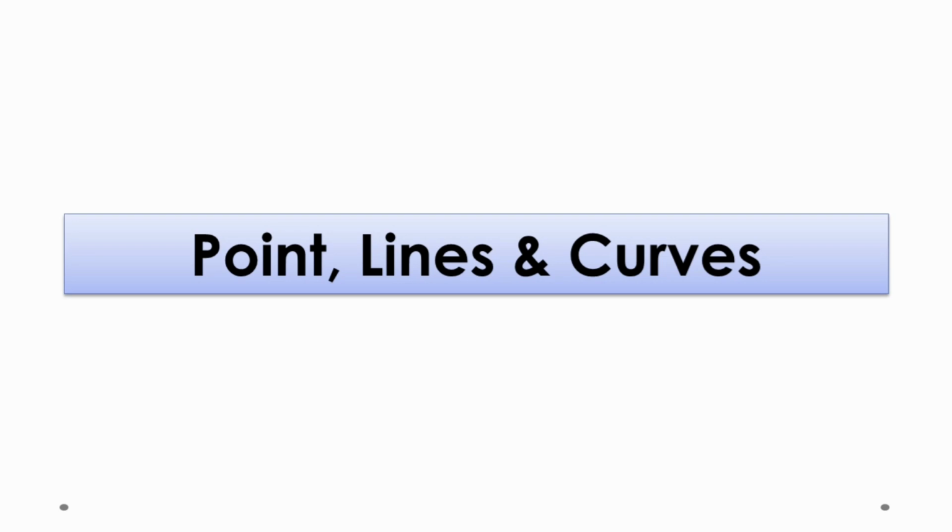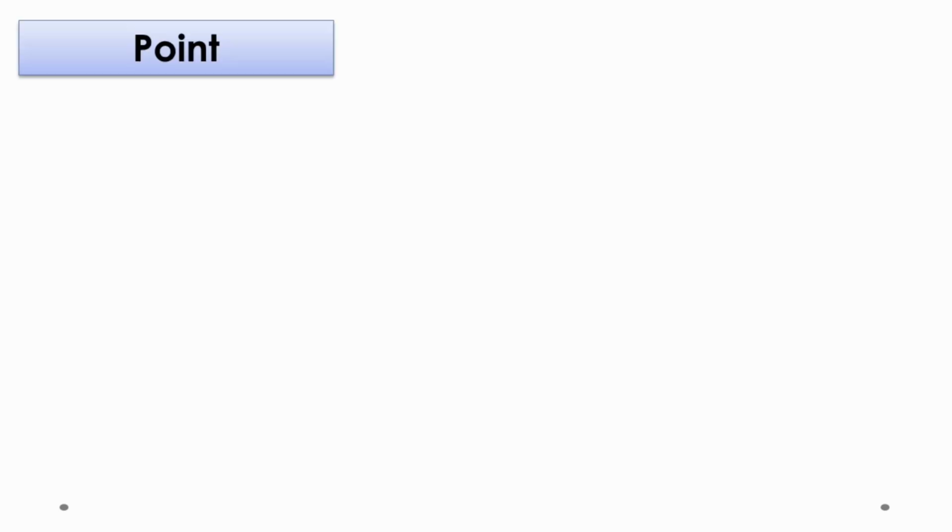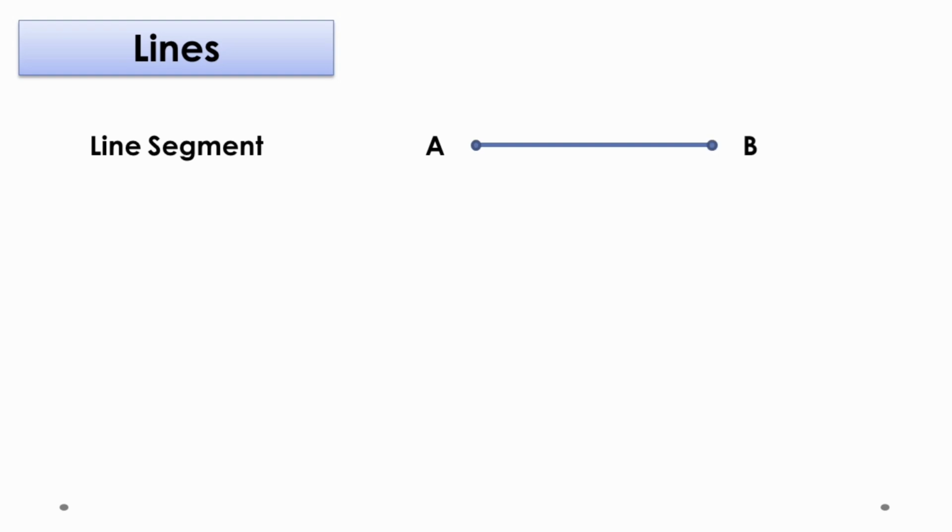The most basic being point. We all know what a point is. If we place a dot and name it as A, then it is point A. Now let's move on to lines. It has three types. First is line segment. It has its endpoints fixed as point A and B in this case. So the endpoints and the length is fixed in the case of a line segment.